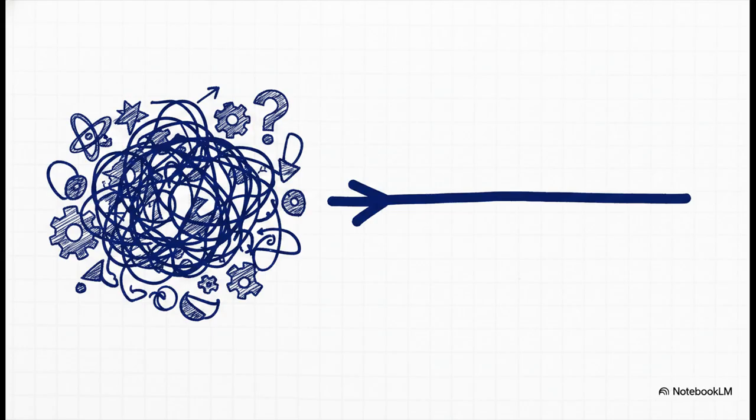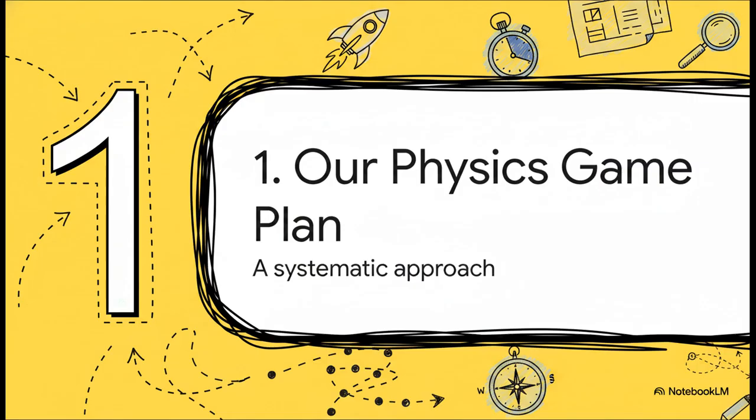The real trick isn't about memorizing a bunch of formulas. It's about learning how to think about the problem. So before you even think about writing down an equation, stop. The most important thing you can do is come up with a game plan. You need a roadmap that's going to take you from this confusing word problem straight to the final answer.